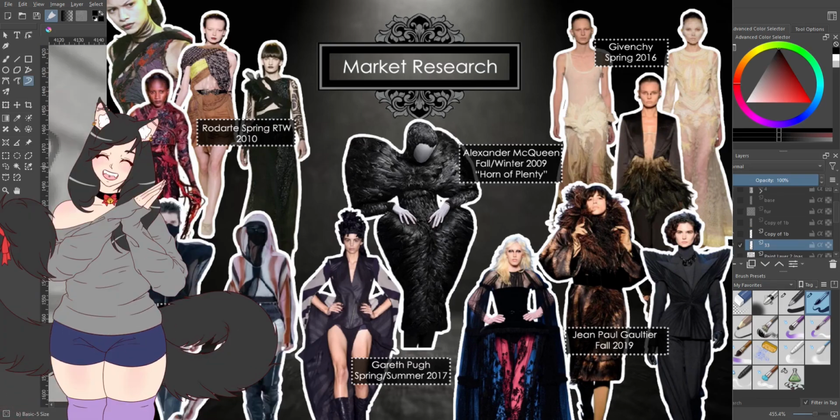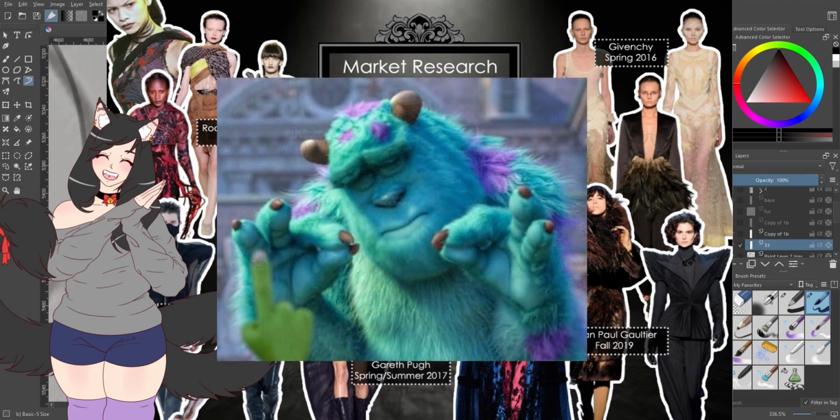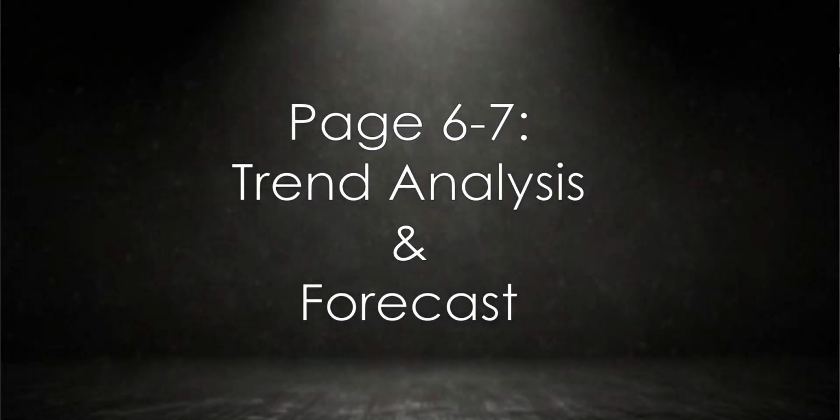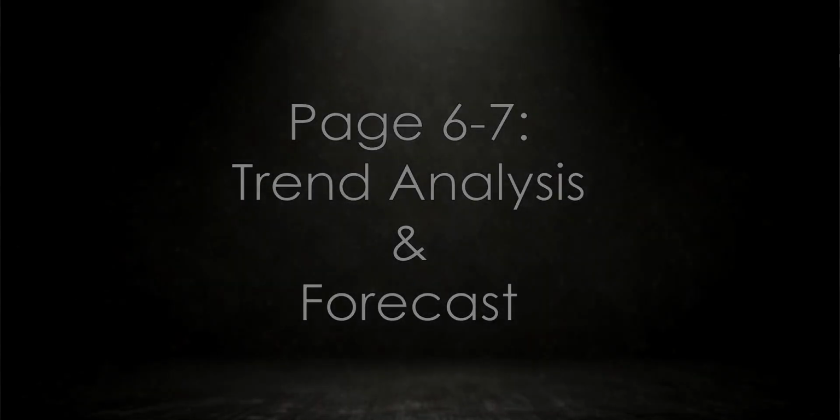Also, can we just take a moment to appreciate this gorgeous Alexander McQueen dress called the Horn of Plenty? Like, look at the silhouette, look at the structure, look at the feathers. This was all black goose feathers. So pretty.